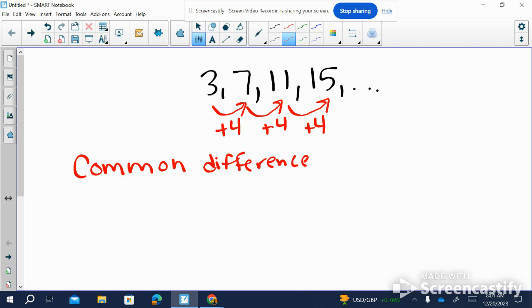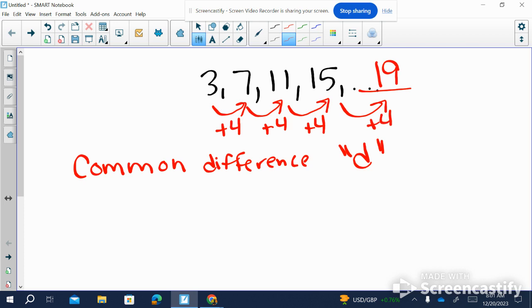Now, in math, we use the letter D to indicate the common difference. So the common difference of this arithmetic sequence is 4. If I wanted to find the next term of the sequence after 15, all I would do is add 4, and I would get 19.